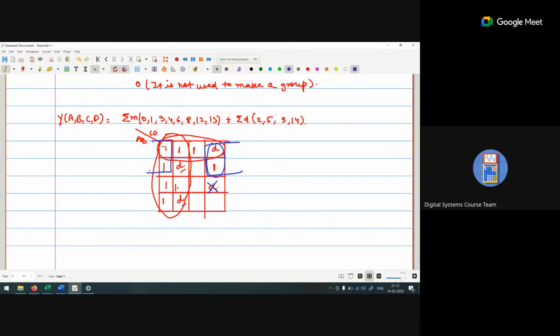So first go with the first group. If this is a one group, I just write it as 0, 0, 0, 1, 1, 1, 1, 0, 0, 0, 0, 1, 1, 1, 1, 0.